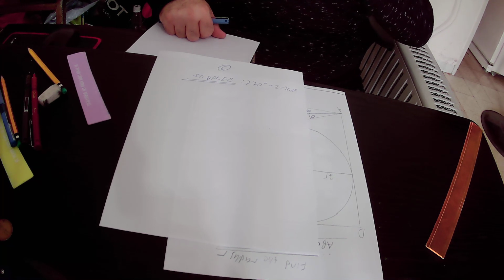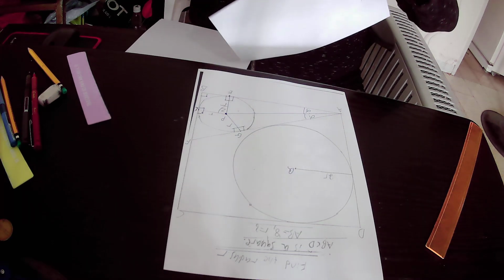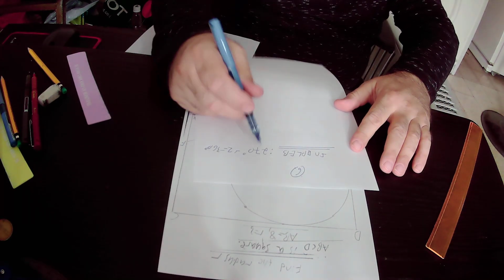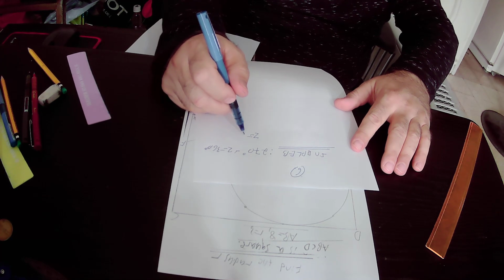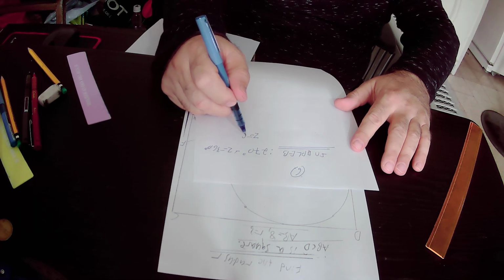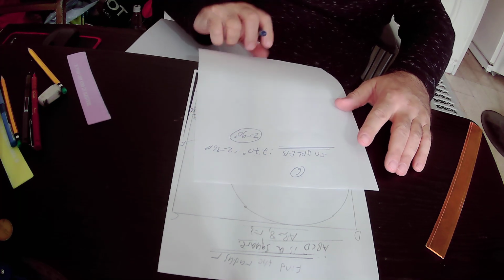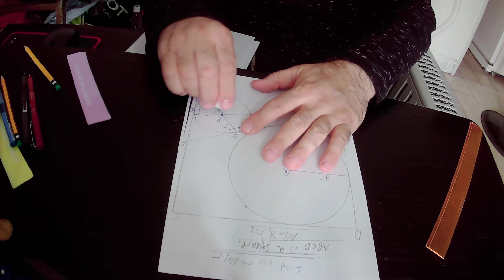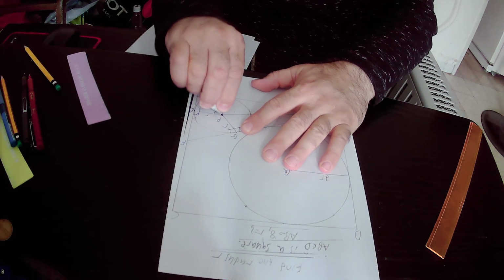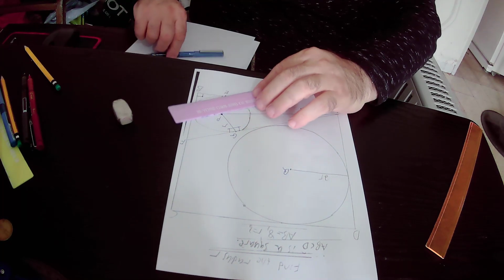Okay? We will subtract 270 degrees from this equality. We will get that angle Z equals 90 degrees. Angle Z equals 360 degrees minus 270 degrees, that is actually 90 degrees. So angle Z is a right angle, it equals 90 degrees. So right here this angle is a right angle, it equals 90 degrees.